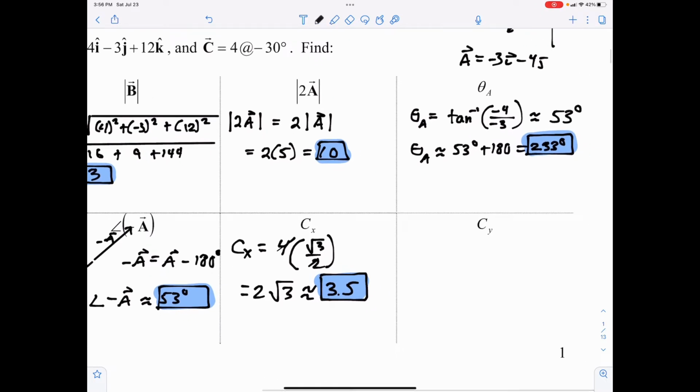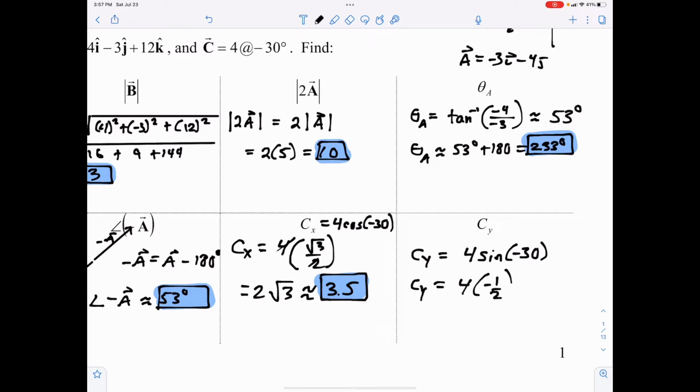The y component, similarly, is the vector magnitude of 4, but this time times the sine of negative 30. Right? This was 4 times the cosine of negative 30. Well, the sine of negative 30, right? Sine of 30 is a half, so the sine of negative 30 would be negative 1/2, and negative half of 4 would be negative 2.